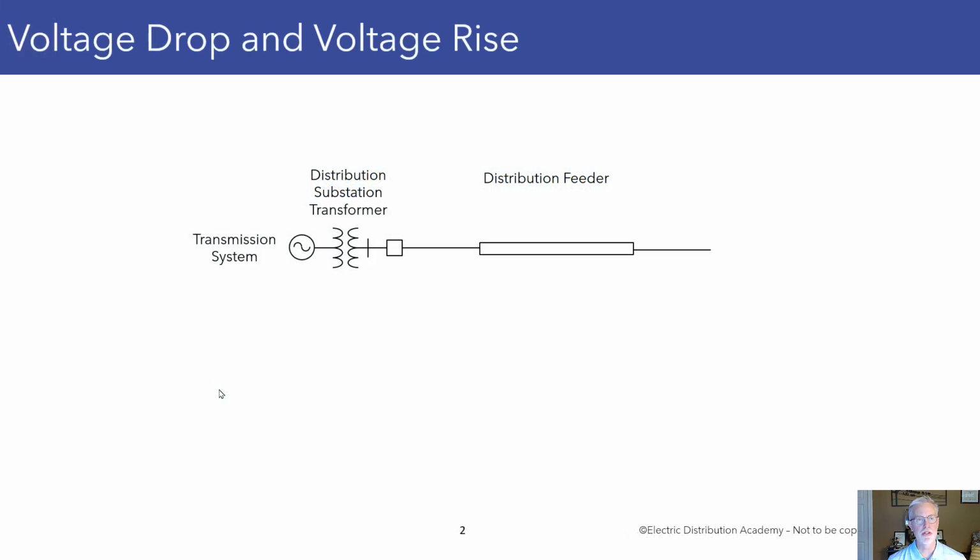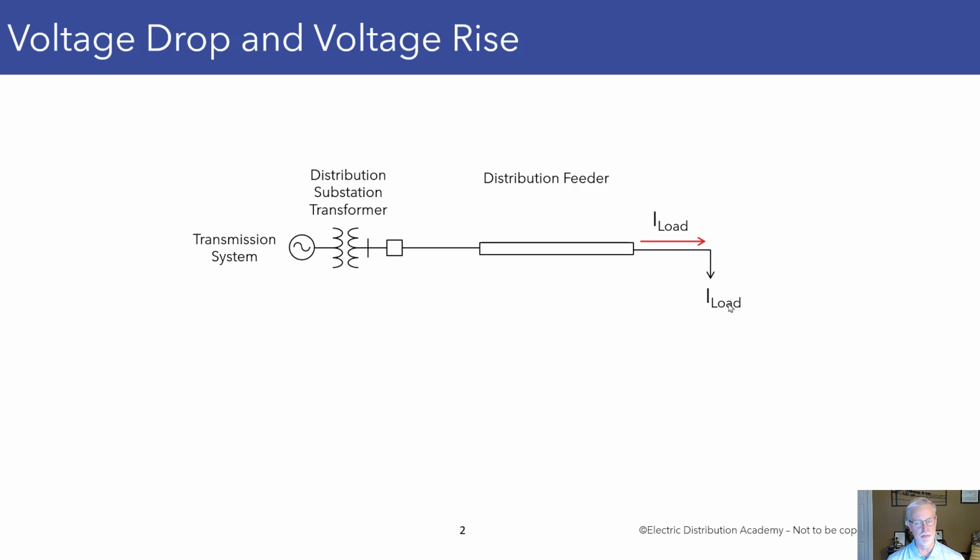So to illustrate this concept of voltage drop as well as voltage rise, I'll provide this very simple distribution feeder here, starting with the transmission system over here, the bulk power system, going down in voltage through a distribution substation, and going through the feeder circuit breaker and out onto the distribution feeder itself. And let's say, for example, that at the end we put a load.